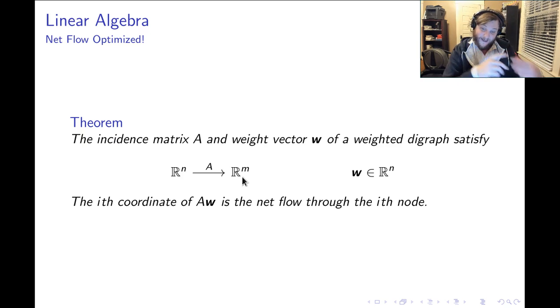In a digraph, m would represent the number of nodes. And the idea is that the ith coordinate of this new vector is the net flow through that corresponding node. So matrix vector products make this problem of calculating net flow much simpler. So you can imagine a situation where you had a directed graph with thousands of nodes and millions of arrows. If you wanted the net flow through each one of those nodes, you wouldn't want to do those individually. What you would do is construct the incidence matrix and then construct the weight vector and multiply them together. And then that gives you a big list of all of the net flows.